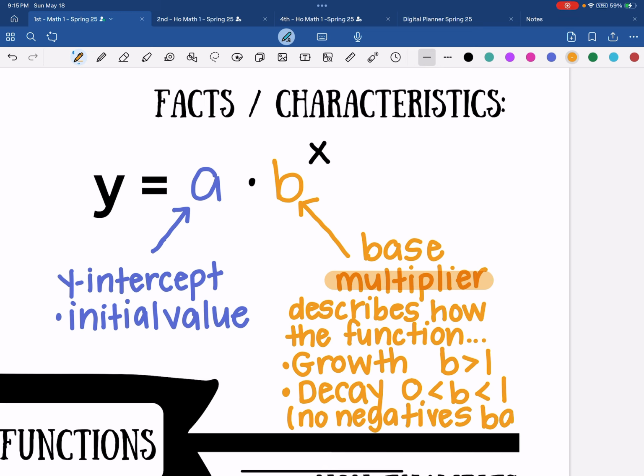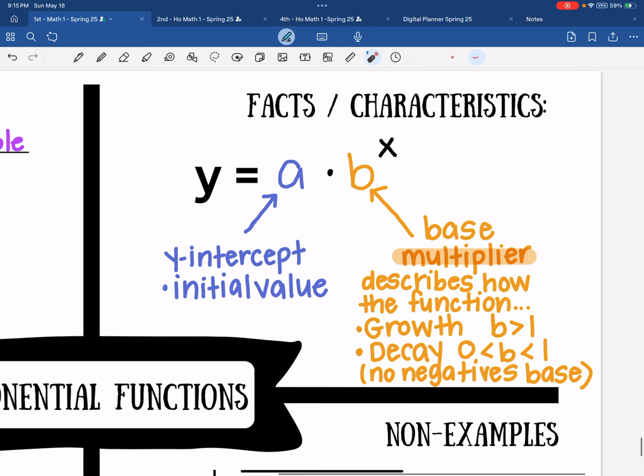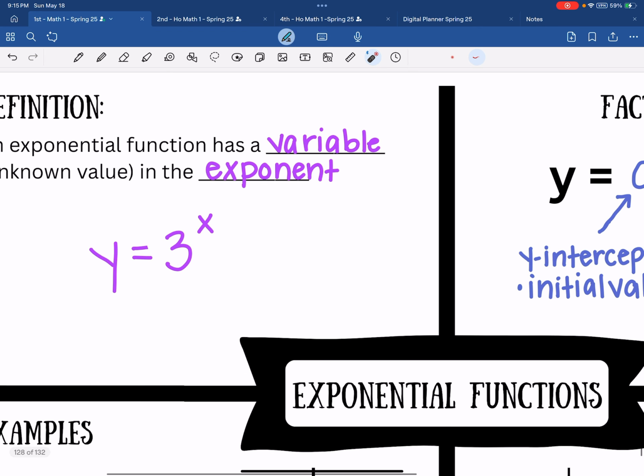All right, so again, if I'm multiplying by a number where the multiplier is greater than 1, it's going to represent growth. If I multiply by a base that is less than 1 but greater than 0, no negatives, then it's going to be decay. You can always look at the base and tell me whether it's growth or decay. Now let's go back to this original problem.